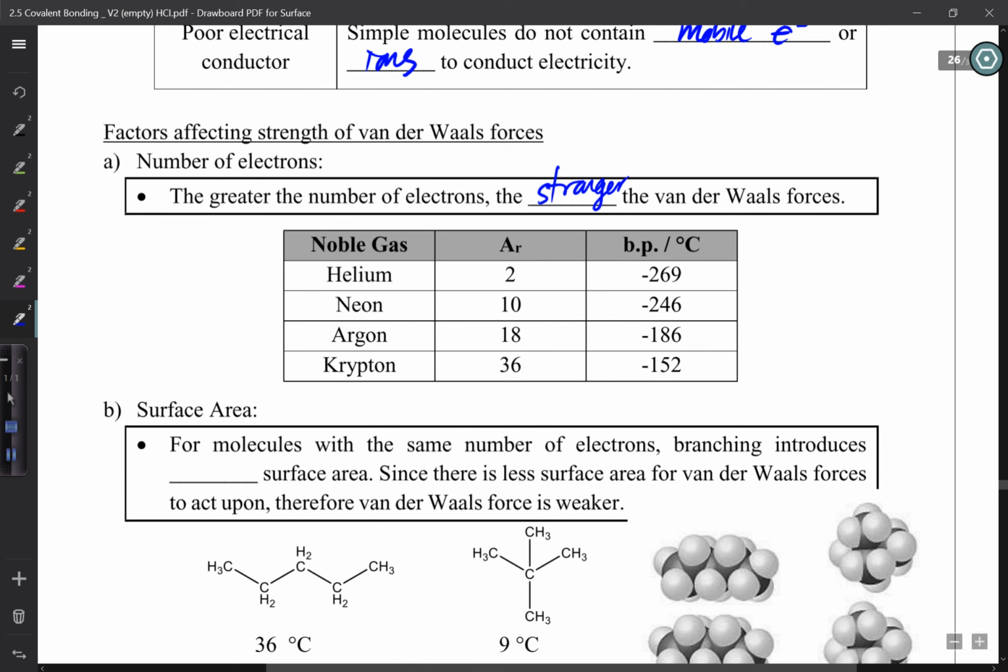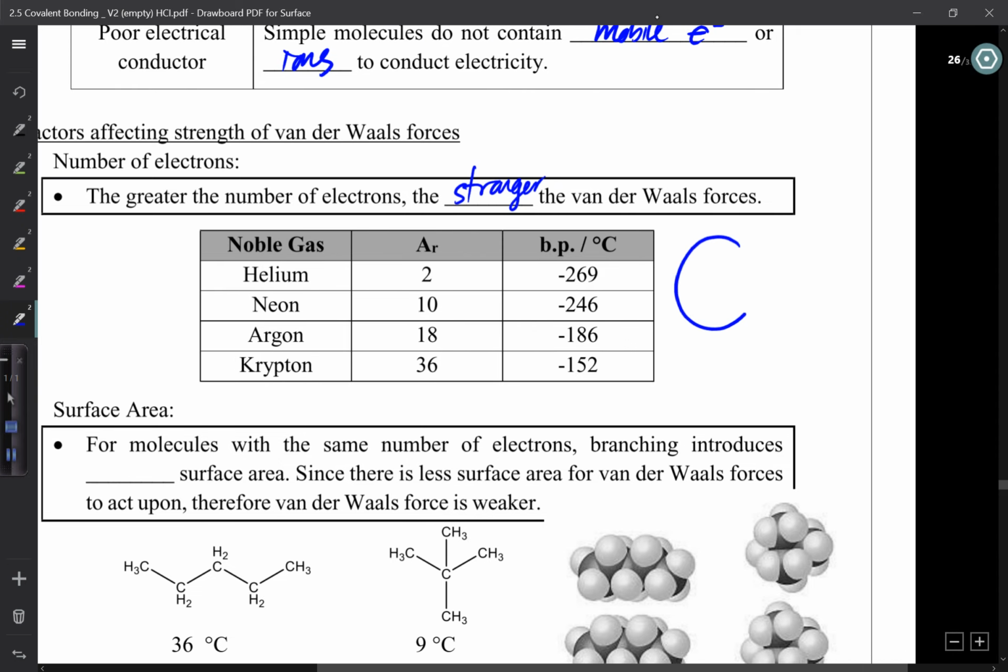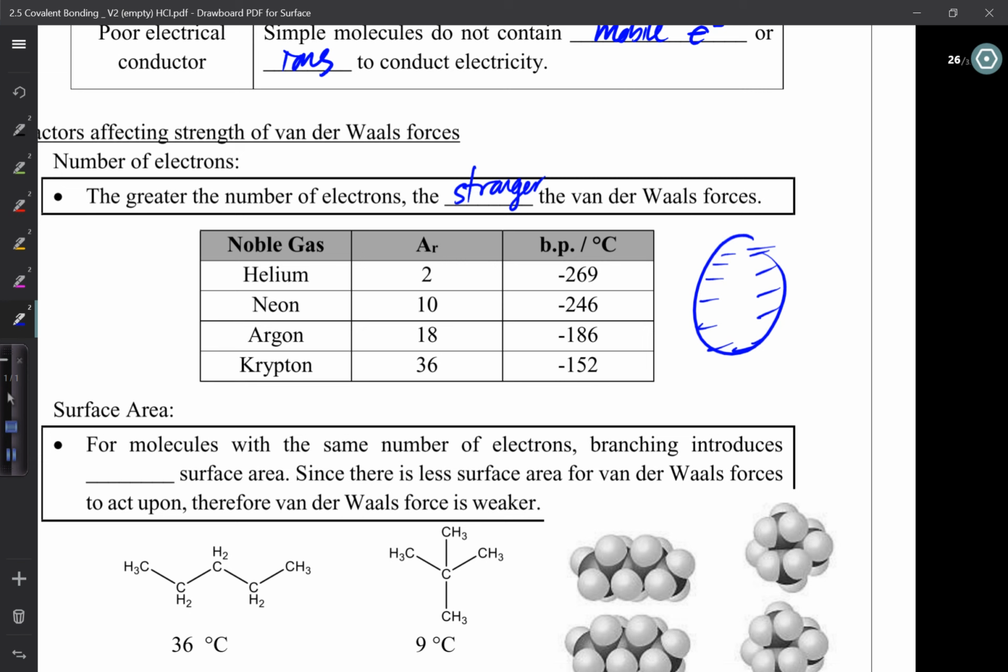So now you only have to know that the greater the number of electrons, the stronger. So pictorially, why, when there are more electrons, will the van der Waals be stronger? Just imagine you have 2 electrons. It's very likely that there's one on each side, correct? It's very difficult to unevenly distribute them. But if you have more electrons, there's a greater chance that on the left hand side you have more electrons, or on the right hand side there are more electrons, correct? So that's why there's a greater chance for the van der Waals forces to act.